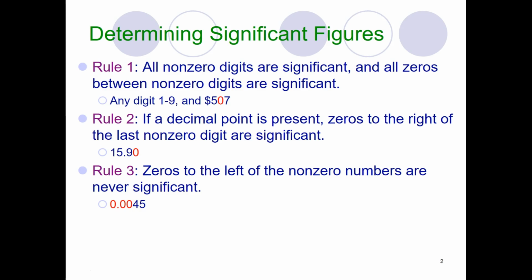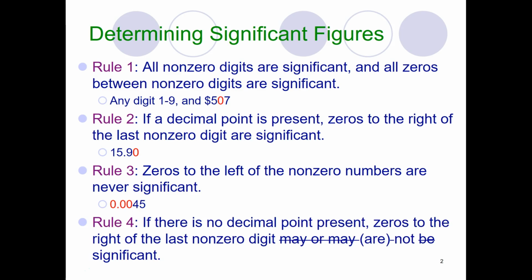What do you think about the 4 and the 5? Well, based on rule 1, 4 and 5 are not 0, so they are automatically significant. So 0.0045 has 2 significant figures. Just a reminder, rule 2 is only about zeros at the end or the right of the number. Rule 3 is about zeros at the beginning or the left of the number, so don't confuse those two.